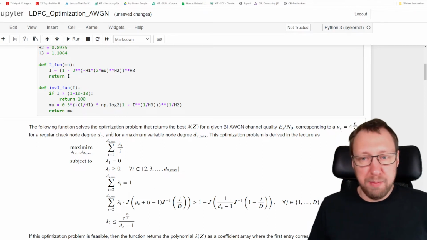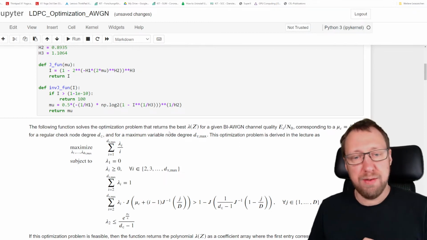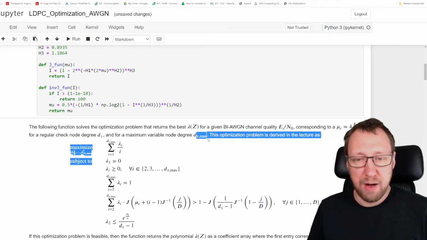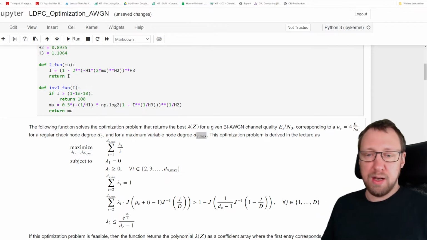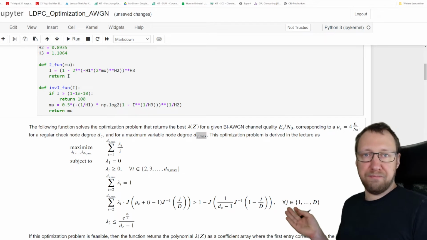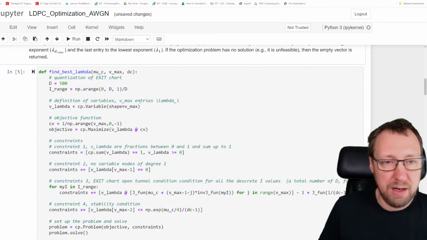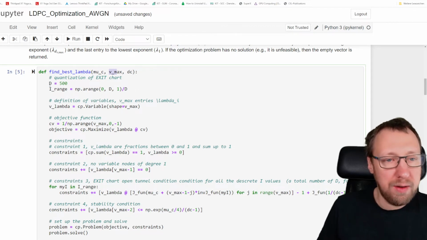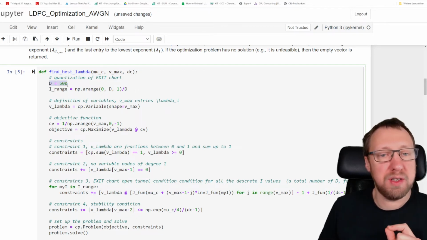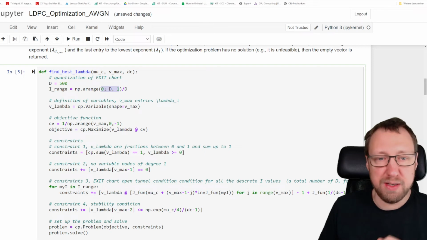And then we have our optimization problem. So for a given Es over N0, for a given check node degree, and for a given maximum variable node degree, dv max, we find the code of the best possible rate. We do this by solving this optimization problem. So implementing this optimization problem is simple. So we have our function find best lambda. So we give mu c, dv max, and the check node degree dc. We use 500 discretization steps. So we go between 0 and 1, discretized in D steps.